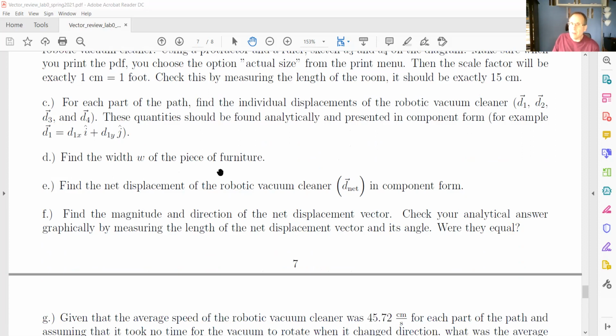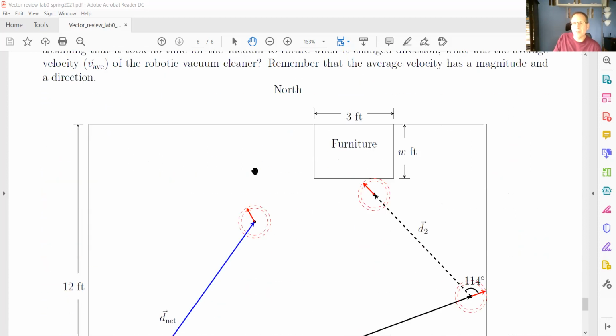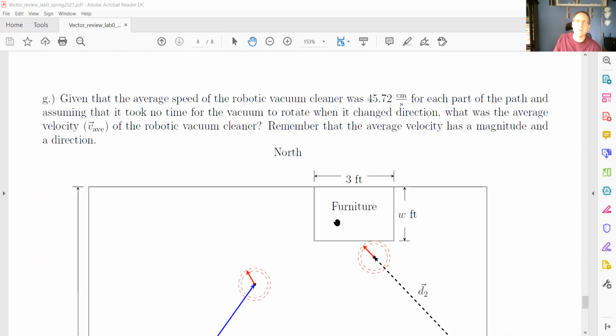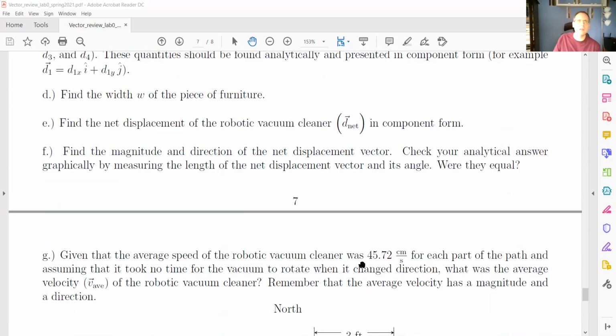Find the width of the piece of furniture. So again, using everything you learned, you should be able to figure out what this width is in terms of feet. Okay, it'll be a nice, easy value. I'll give you a hint on that.